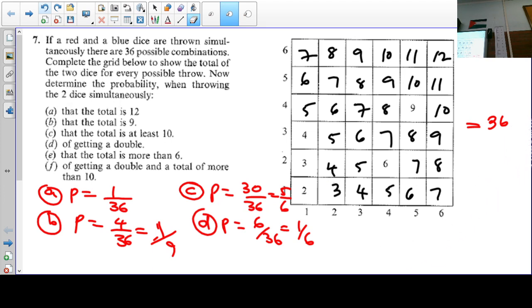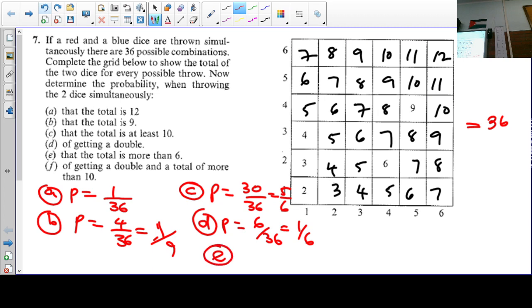Yes, ask. How do you get 30? 30 for C. Remember what the question was? Less than 10. So I have to count all the numbers that are less than 10. So it's 1, 2, 3, 4, 5, 6, 7, 8, 9, 10, 11, 12, 13. So you can't count the numbers that are 10 or over. Yes, the under 10. Let's look at E quickly before we leave.